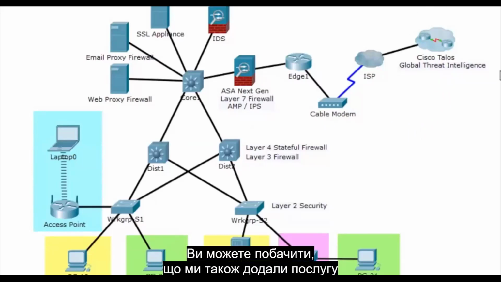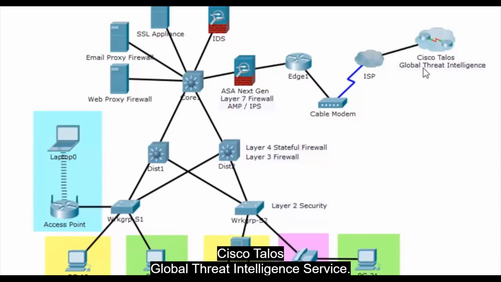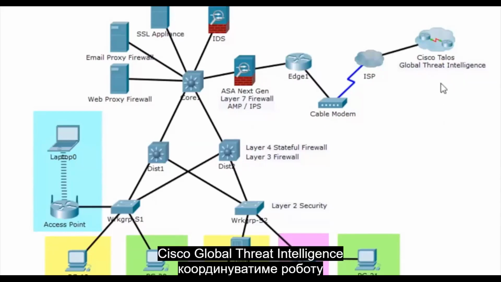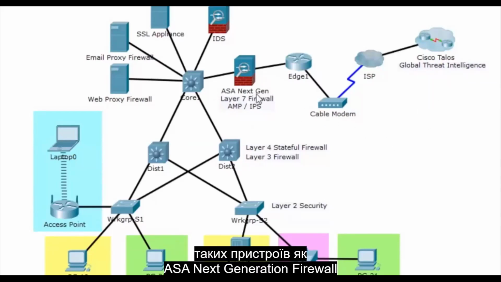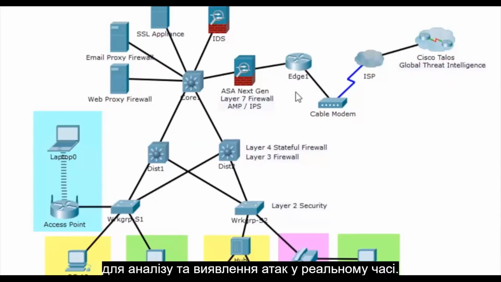You can see here we've also added a service in the Cisco Talos Global Threat Intelligence Service. The Cisco Global Threat Intelligence will coordinate with the devices like the ASA Next Generation Firewall for real-time analysis and detection.